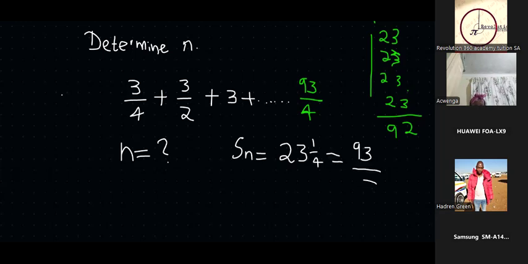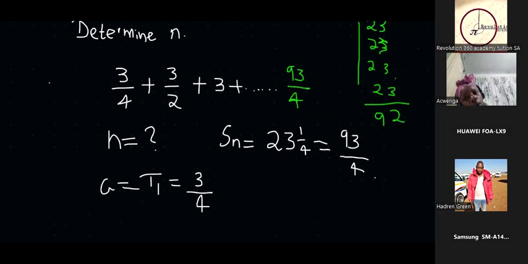That's your second part. And then we also have a. A is also equal to T1, which you all know is given there. That is 3/4. You write 3/4. Sorry, sir, can I ask? How did you calculate the 93/4? It's a matter of pressing 23 and 1/4 on the calculator, then it gives you 93/4.